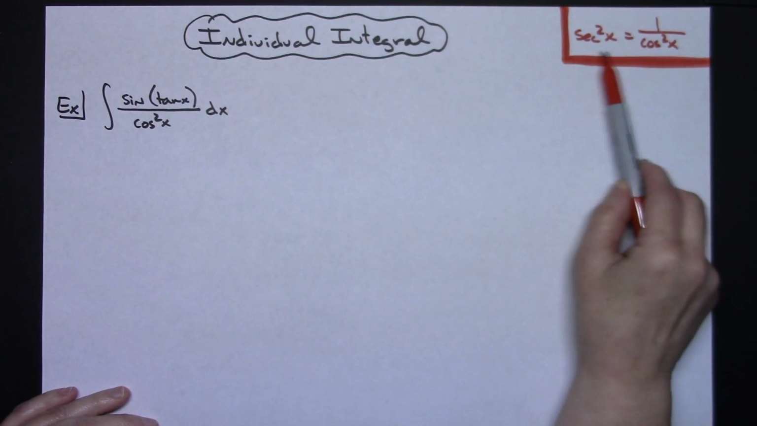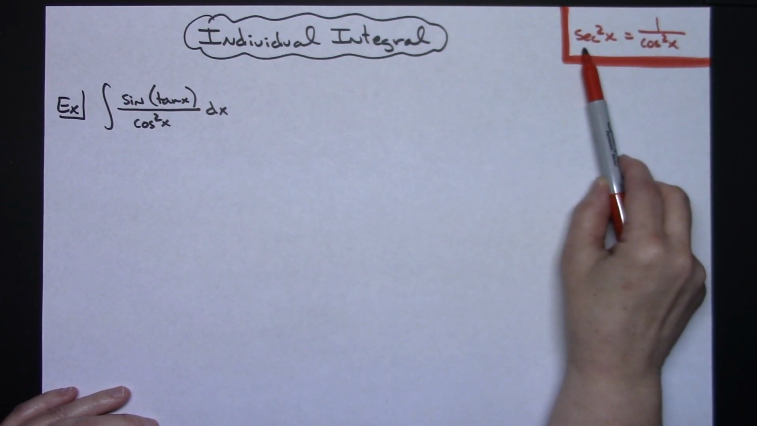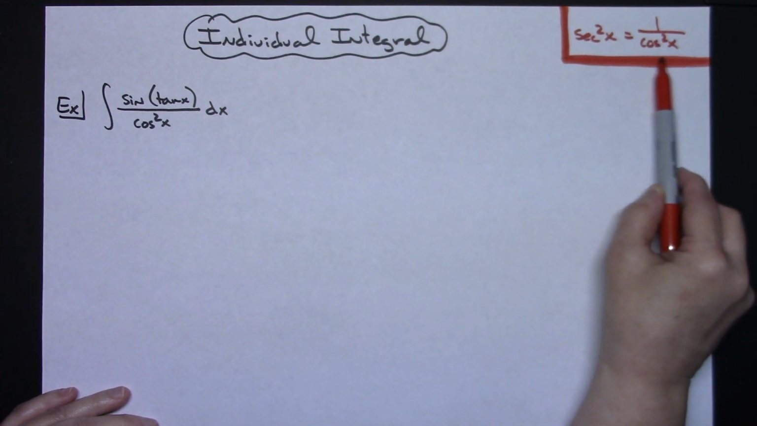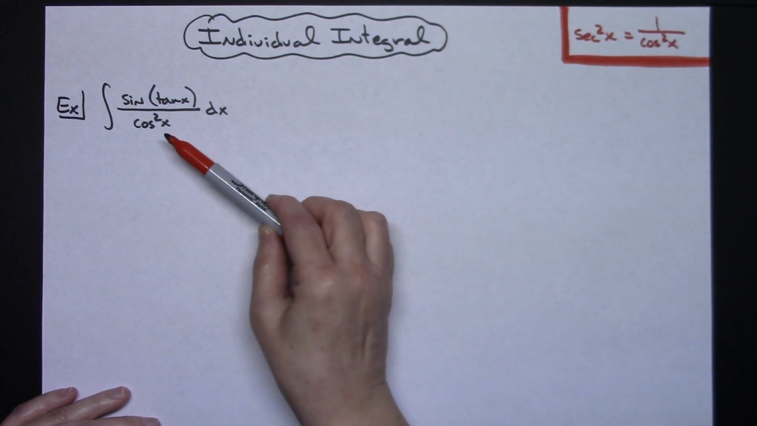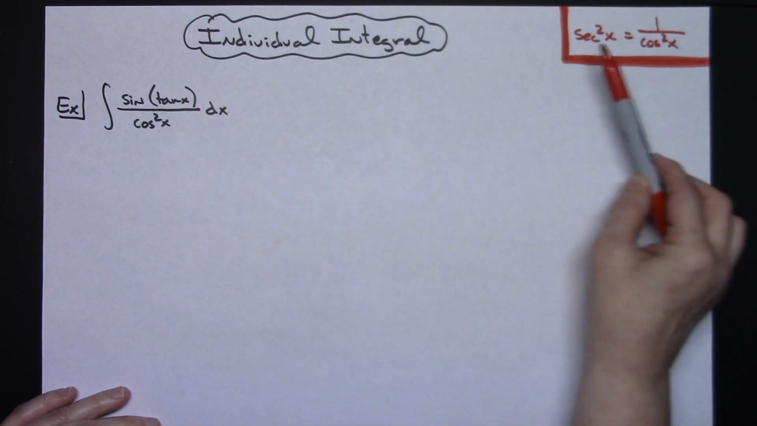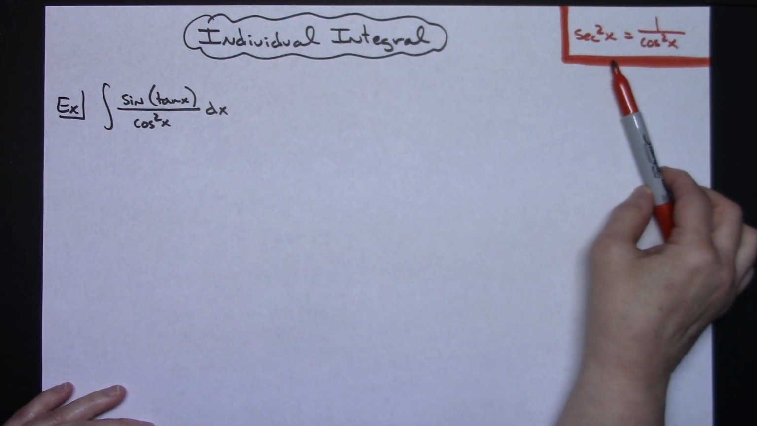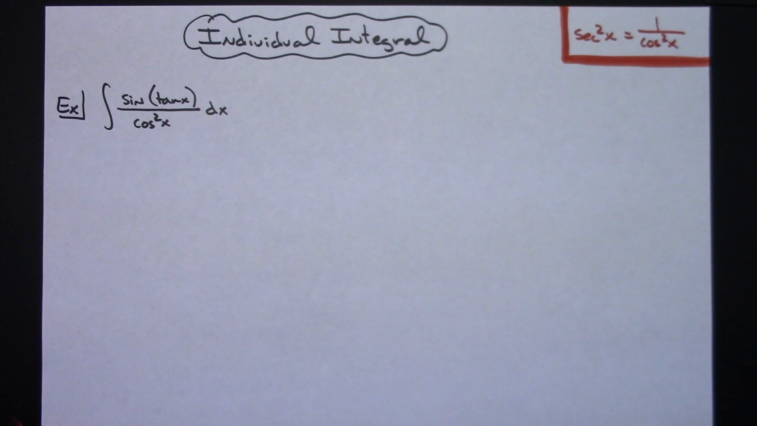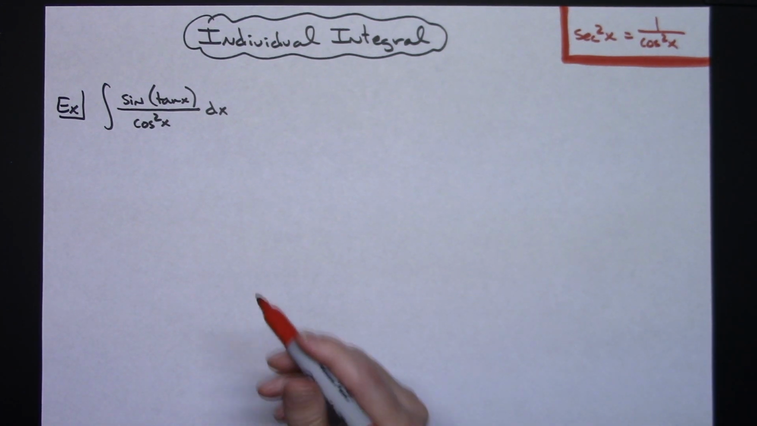I went ahead and listed a reciprocal identity up here. Secant squared x is equal to 1 over cosine squared x. Here again, anytime you are doing trig integrals, your trig identities are going to be really, really important to be able to do some substitutions to manipulate the integrals.